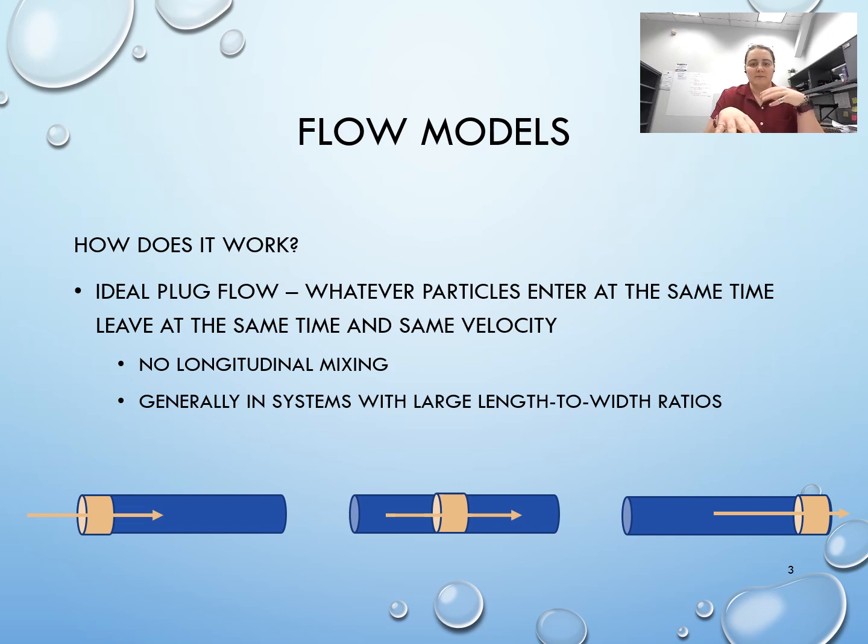And what you'll see at the bottom is kind of a visual representation of this. So basically your plug of fluid that you're considering at any time is in kind of that yellow-orange color. And as it moves along, all those particles in that plug stay together and they stay at the same velocity as they move through the system. So that is ideal plug flow.